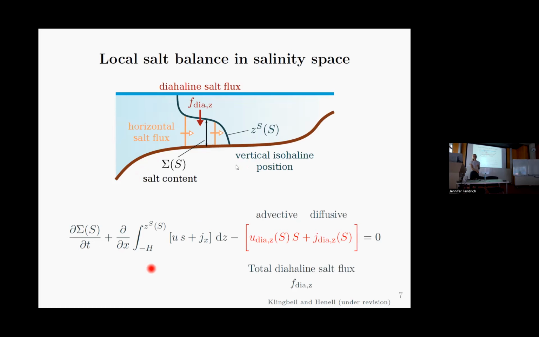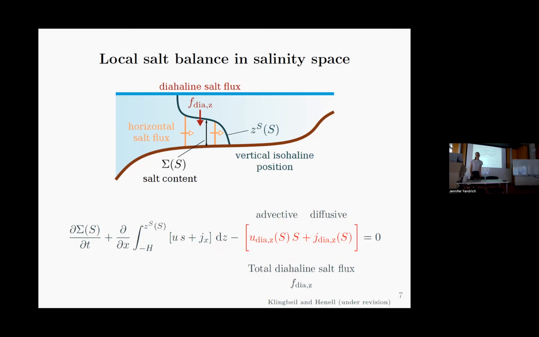And we still have these three big terms, but the difference now is that since it's salt, we also have the diffusion that is taking place. So we have the JX term here. That's what we have in addition. And also, as you can see here, the advective, but then the diffusive diahaline salt flux. And together they are the total diahaline salt flux.